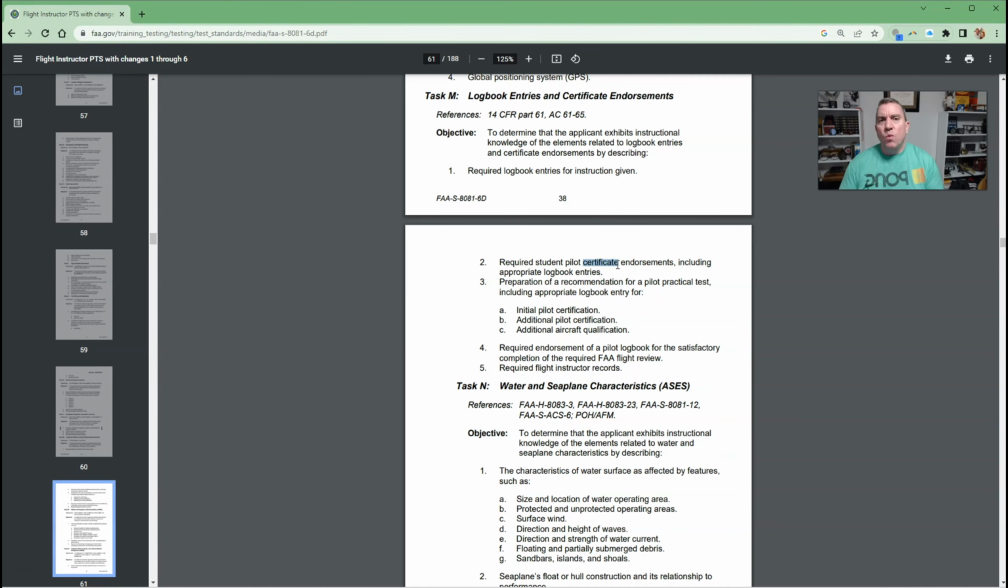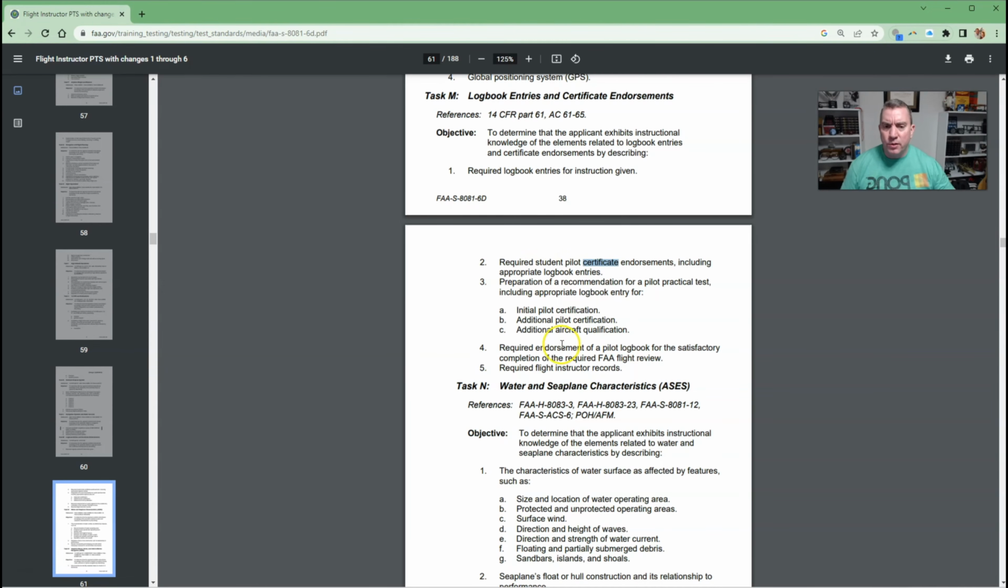And why do we have to do this? Well, we're testing them. We need to make sure they understand the airspace and the regulations. They have to understand about the airplane they're going to be flying. And so be prepared to tell the why that you must actually give these endorsements.